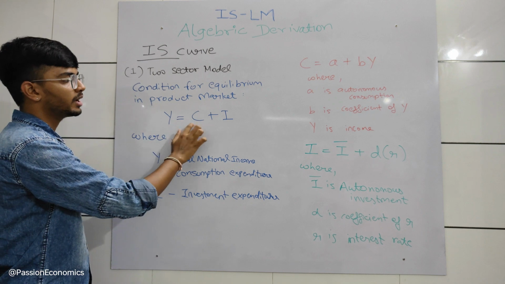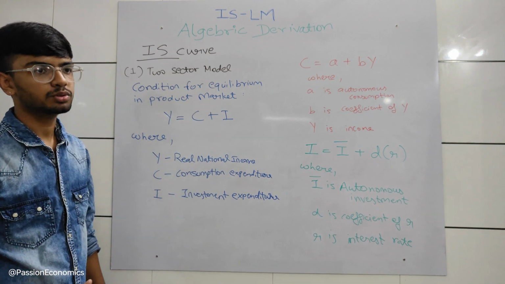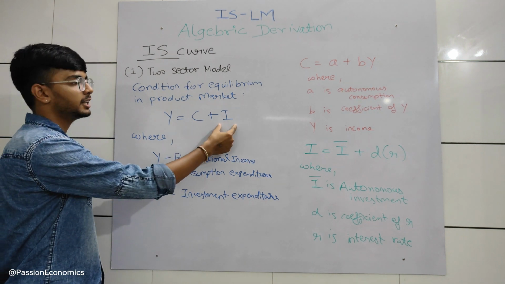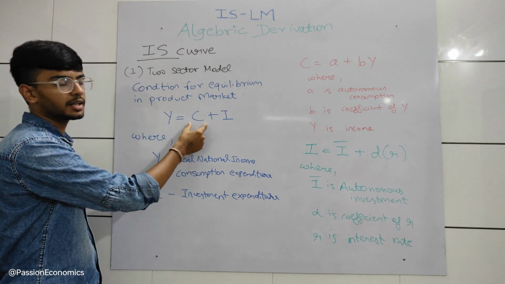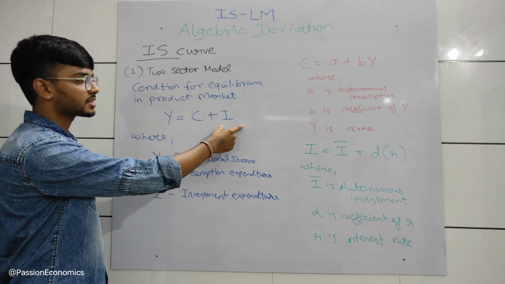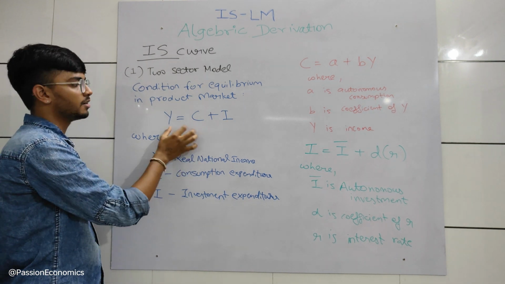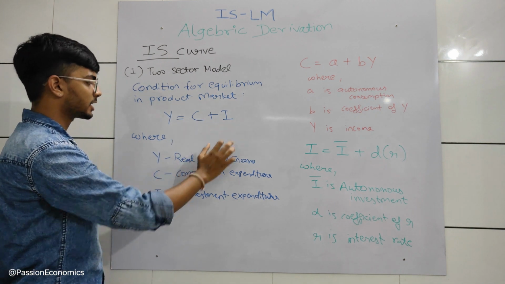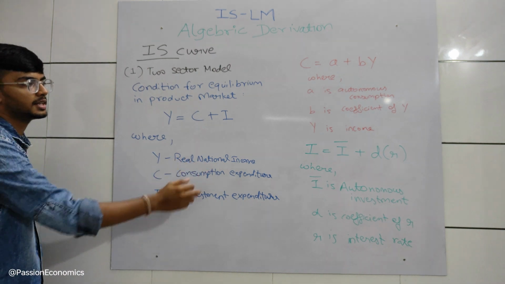So in two-sector model, the condition for equilibrium in product market is as follows. That is, Y should be equal to C plus I. As the model is two-sector, there are only two sectors in the economy: the consumer sector and the producer sector. The consumer sector does consumption expenditure and investment expenditure is done by the producer sector. So the total income Y is equal to consumption expenditure plus investment expenditure. Y is the real national income.